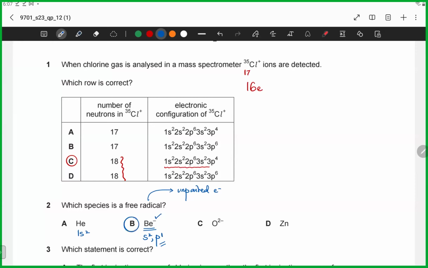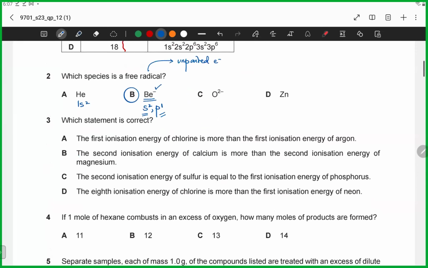Okay, so ye clear kar lo ki what I did over here was that instead of writing the whole electronic configuration, remember group 2 is going to be s2. -1 means one extra electron, so it's going to be s2p1. Is this clear? Yes, sir. Okay. Achha, which statement is correct?